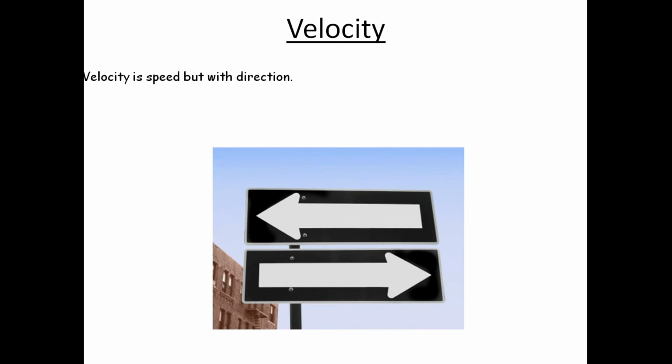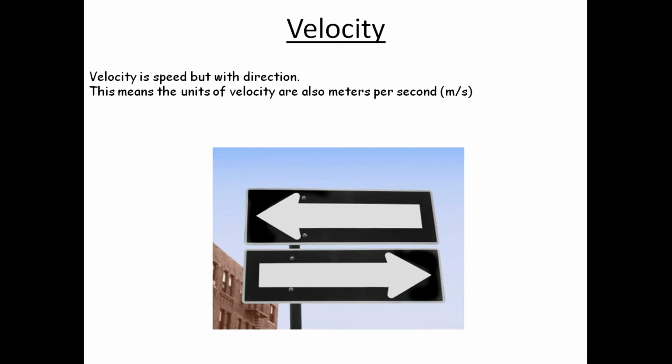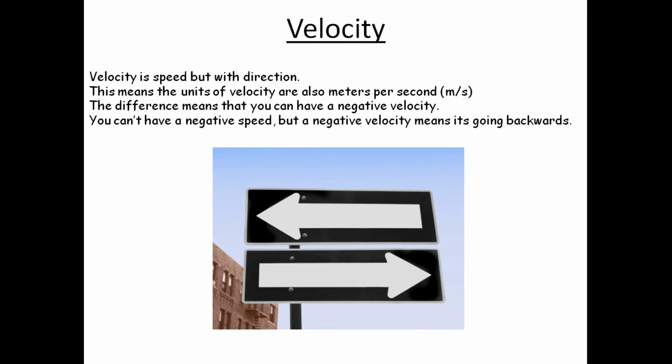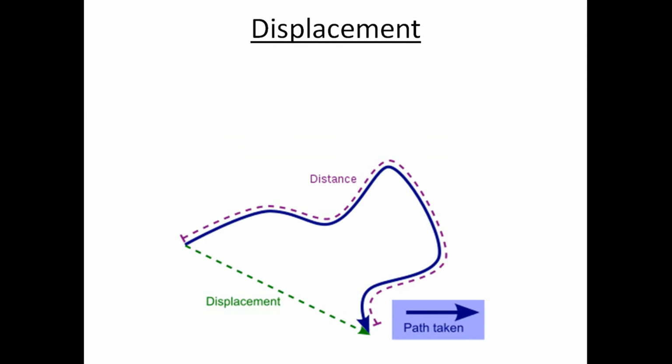Velocity. Velocity is speed, but with direction. This means the units of velocity are also meters per second. The difference means that you can have a negative velocity. You can't have a negative speed, but a negative velocity means it's going backwards.